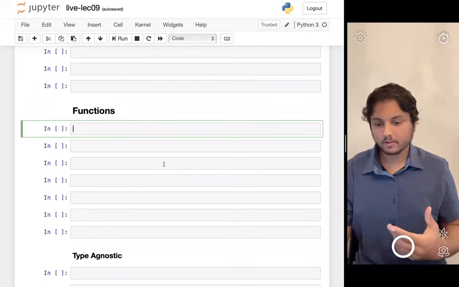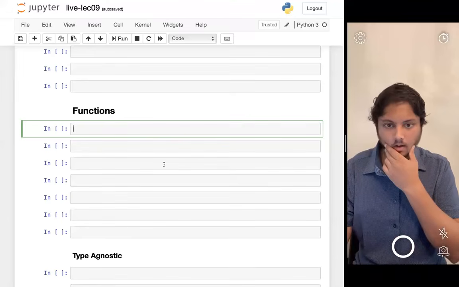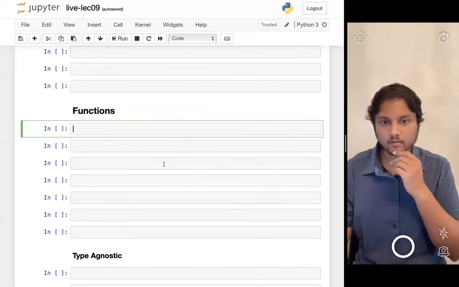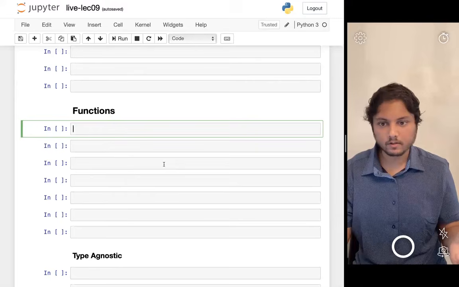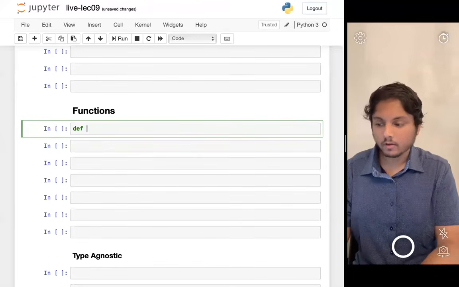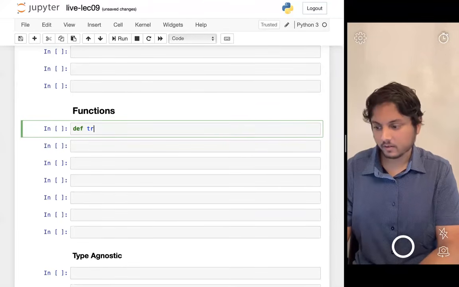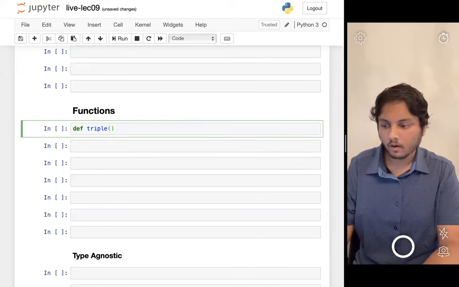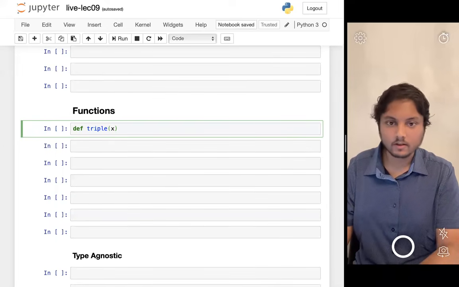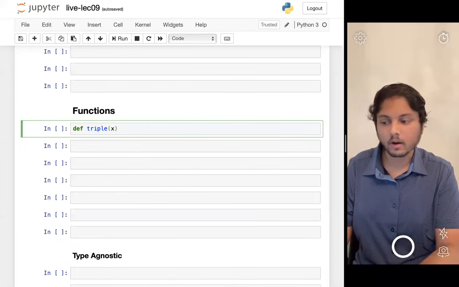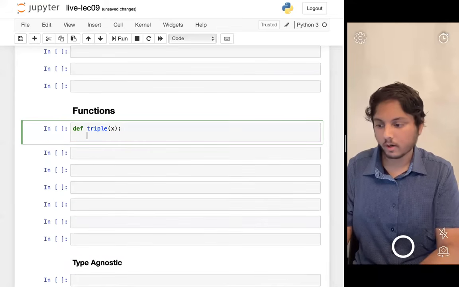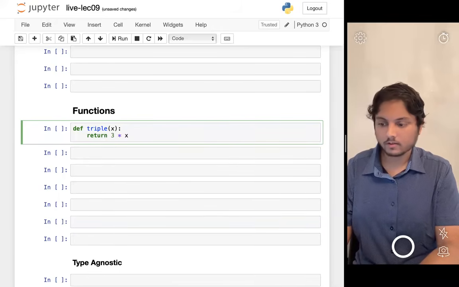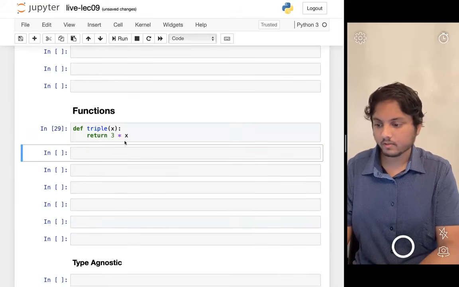So for example, to start, let's say we wanted to make a function that takes a number and multiplies it by 3. So we could say def, and then let's just call this function triple. And then I'm going to make the argument name x. Again, this x could be anything. You could call it whatever you want, but I'm just going to call it x for my purposes. And then what do I want the function to do? I want it to return 3 times x. So that's the name of the function.